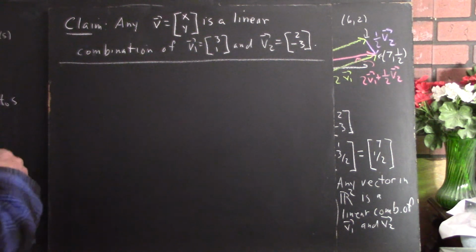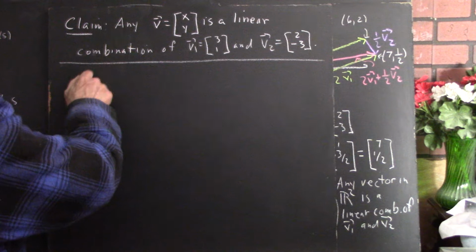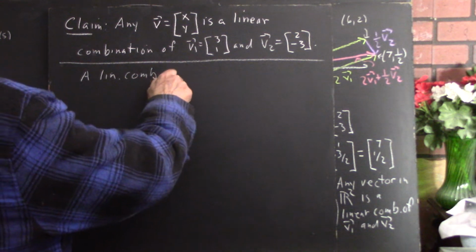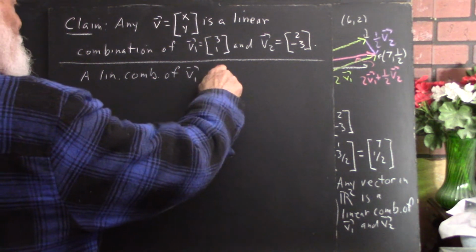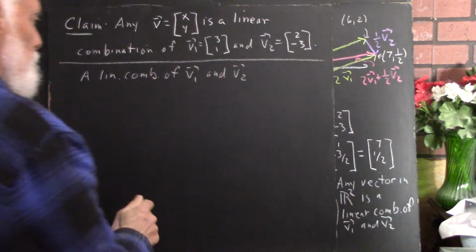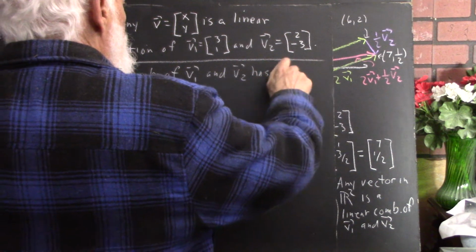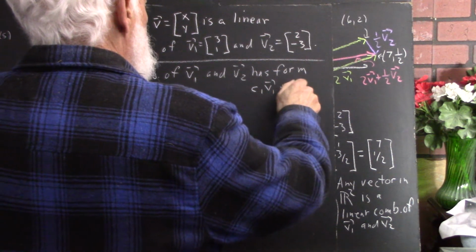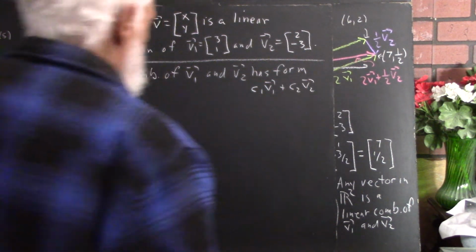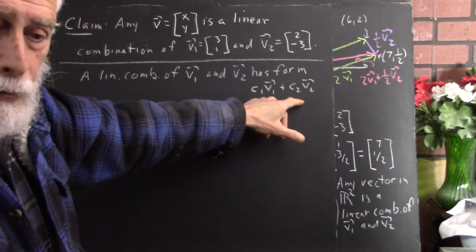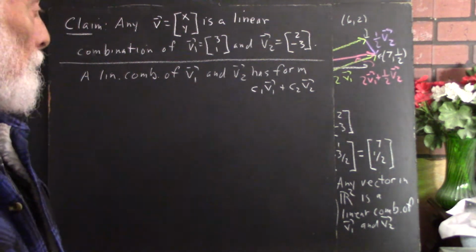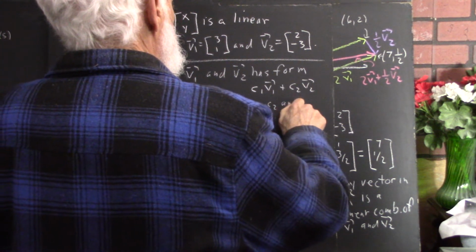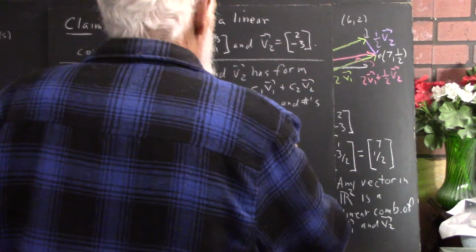Okay, well, a linear combination of v1 and v2 has the form C1 V1 plus C2 V2, for C1 and C2 could be any numbers.